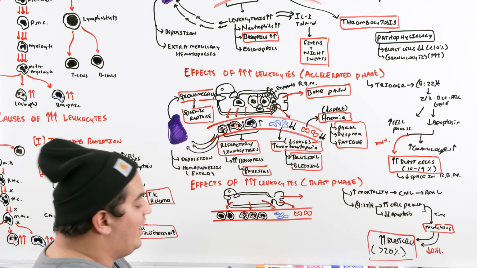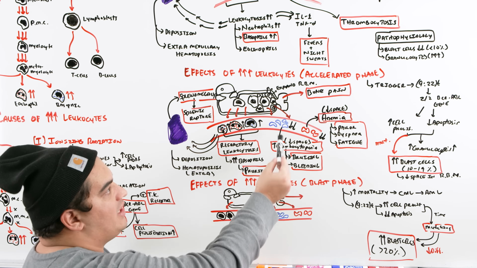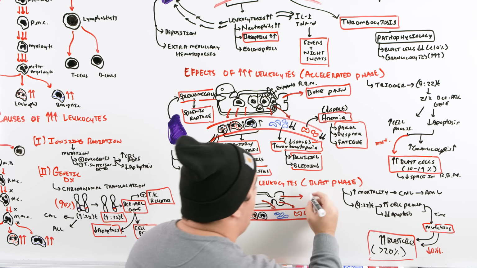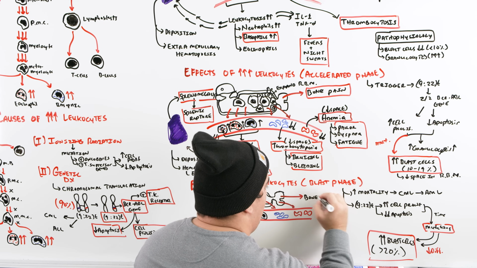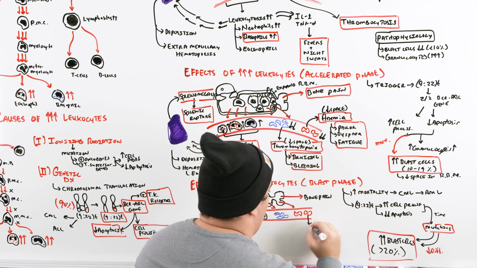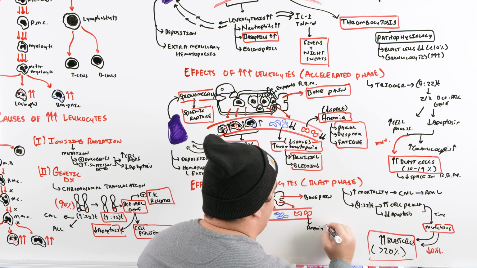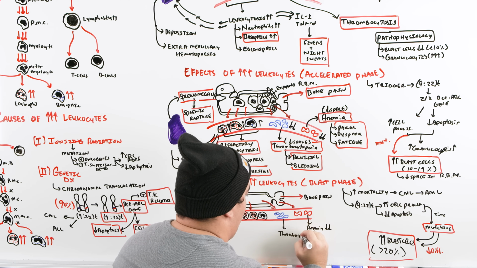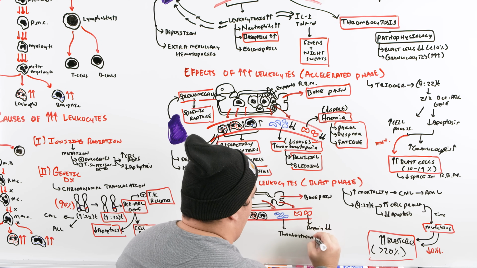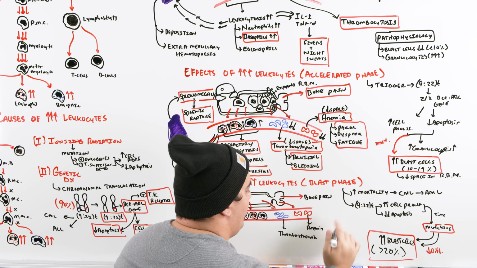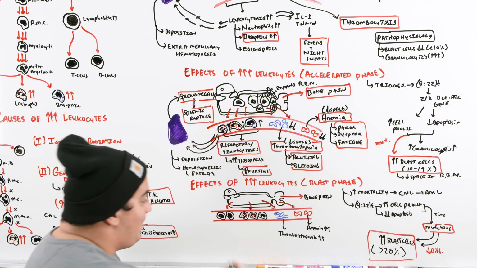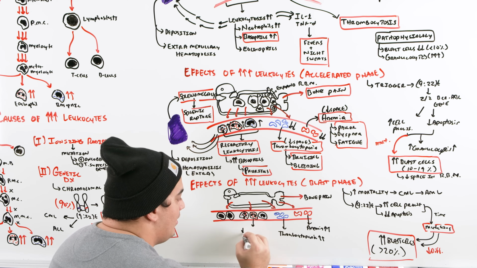So now we get everything that we already talked about. Everything in the accelerated phase gets worse. Everything. Now, bone pain gets worse. This increases. Anemia gets worse. The thrombocytopenia gets worse. So you're going to get an increase in your anemia, increase in thrombocytopenia. Now you have less functional white blood cells.